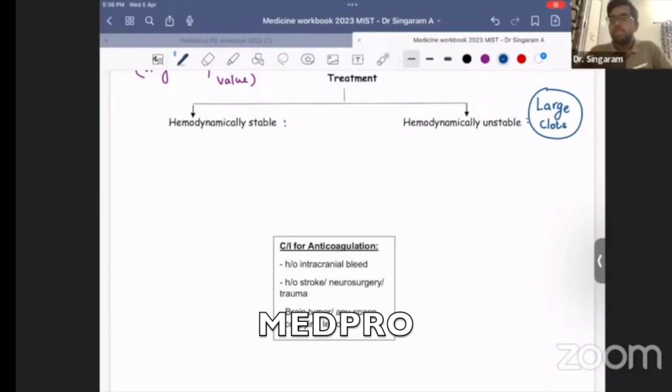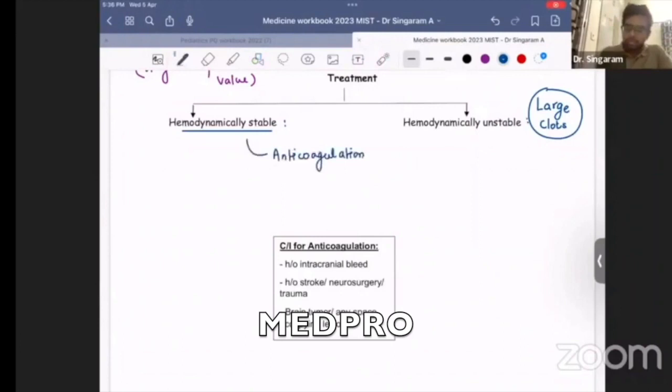So what is the mode of treatment for a hemodynamically stable patient? I will not remove the clot, but at the same time, I will prevent any new clots from being formed or prevent this clot from becoming bigger in size. So what should I do? Think logically and tell me, what should I do for a hemodynamically stable patient? I will not remove the clot, but I will prevent this clot from becoming bigger or prevent any new clots which are found in the body. So what can I do? Very, very simple. I have to go for anticoagulation treatment.